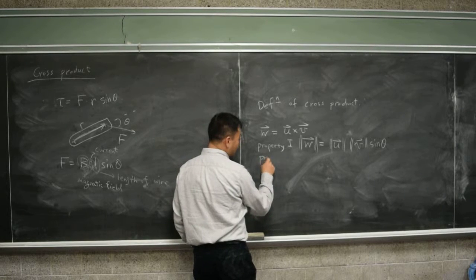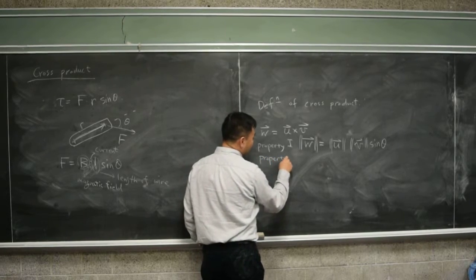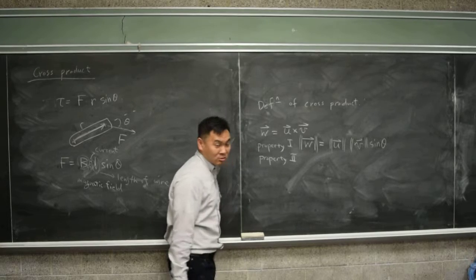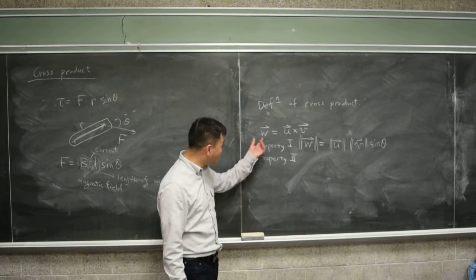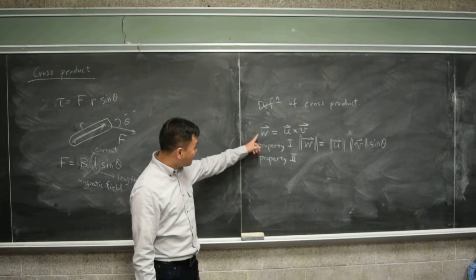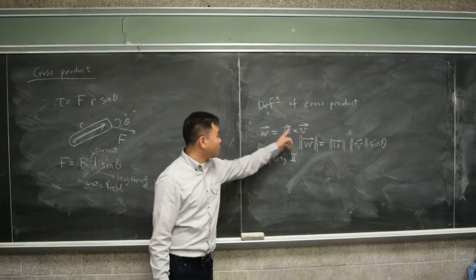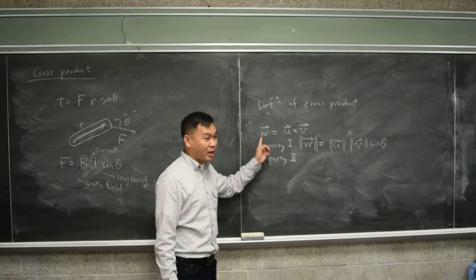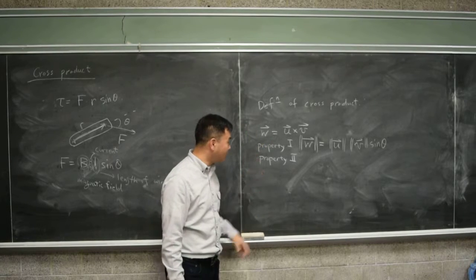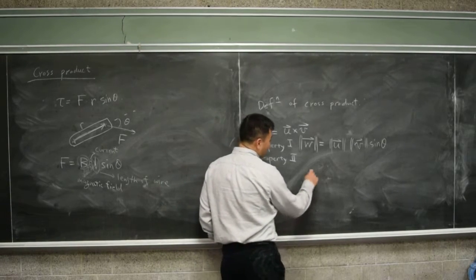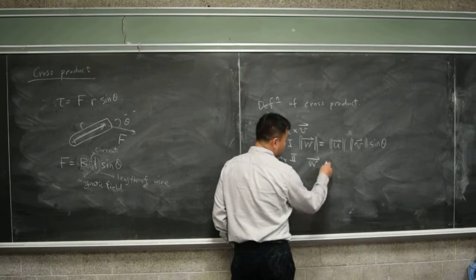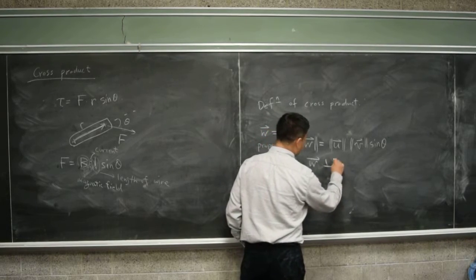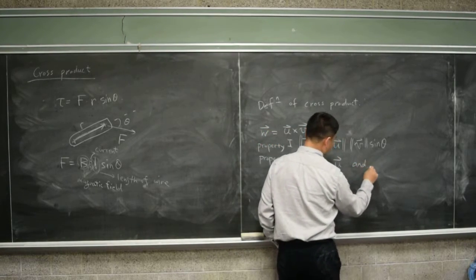There's a property 2. The important distinction between the dot product and the cross product is that the cross product gives you a vector. It's not a scalar. Cross products give you a vector. And the direction of W is perpendicular to both U and V.